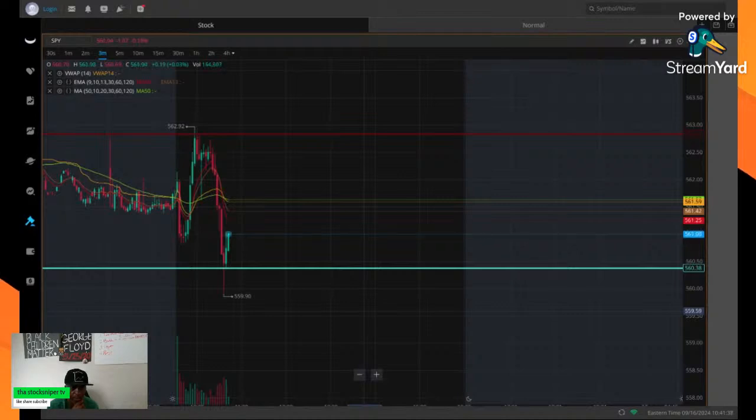So I'm just watching. I see the new support is at 560. And it looks like we're getting back to the old. Okay, this might be resistance now. So I'm just watching just to see. But this green line, that's the new support line.